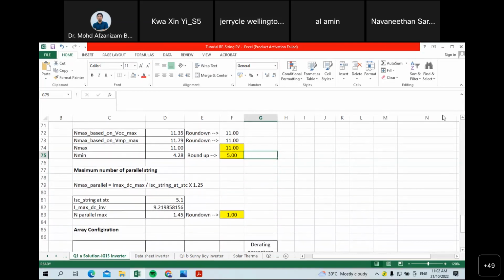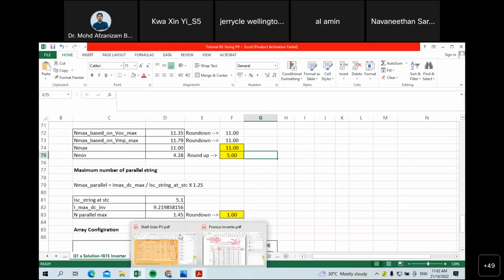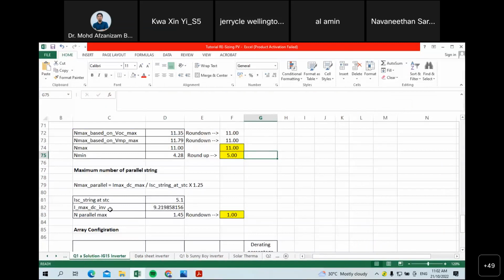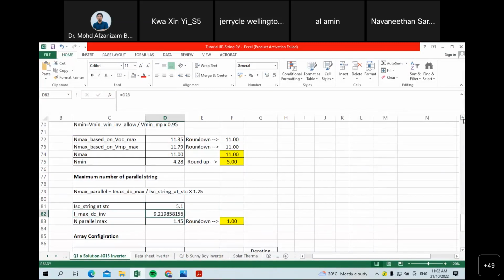Okay, what is the parallel? I see string at STC. So we need to go to the datasheet, STC 5.1. Where is it? Okay, this one, short circuit current STC 5.1. And then I max DC inverter, so we need to deal with the inverter. We'll show it afterward. And then the n parallel max is 175. So we try to show first how we get the 9.22.